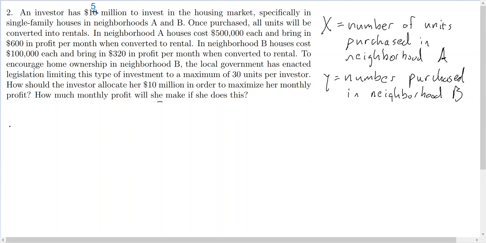Okay, so we have two different sets of figures associated with the two different neighborhoods. In neighborhood A, we have $500,000 for a house. That's how much it costs to buy a house on average in neighborhood A. And then once you rent it out, you're making $600 per month. Neighborhood B has the figures $100,000 to buy a house on average, and then once you rent it out, you're getting $320 per month and that's in profit. It's not the rent, that's the profit that you make.